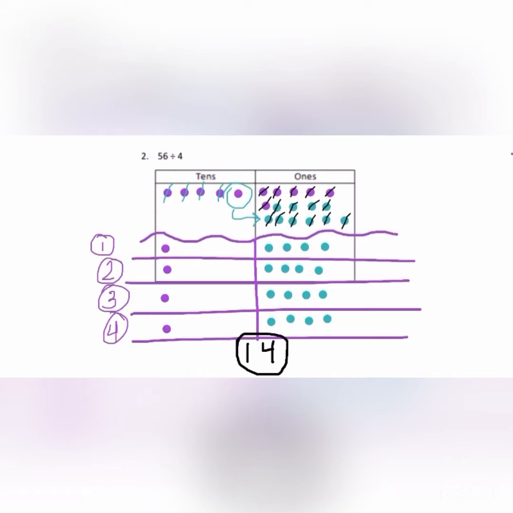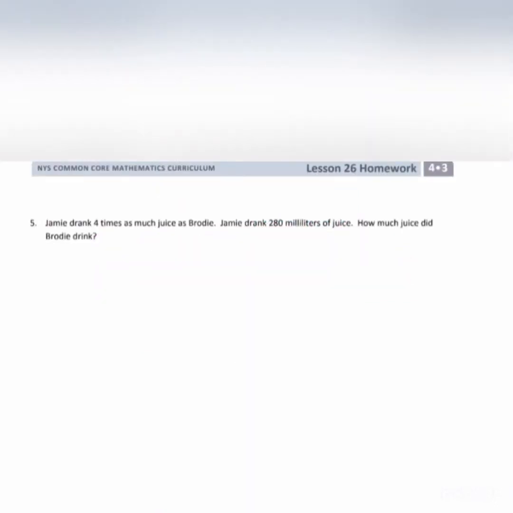Okay, let's get started. Our first question is, Jamie drank 4 times as much juice as Brody. Jamie drank 280 milliliters of juice. How much juice did Brody drink? I have my place value chart pulled up, and I'm dividing 280 by 4.